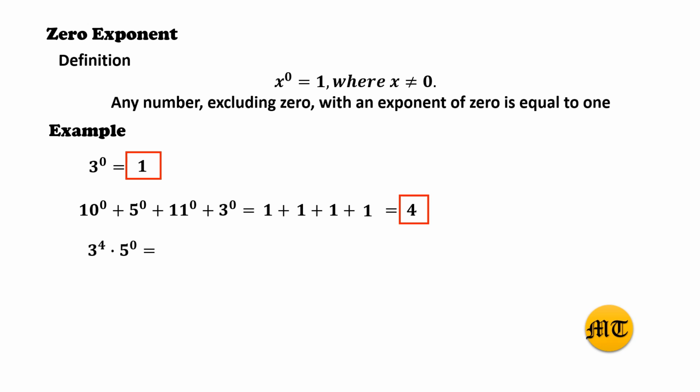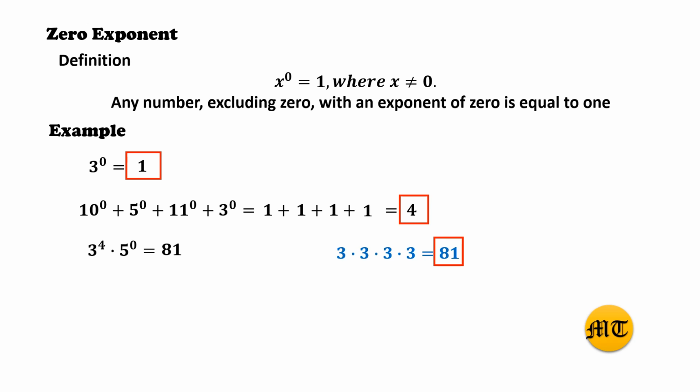Another example is 3 raised to 4 multiplied by 5 raised to 0. First, before we multiply, let us simplify 3 raised to 4. The simplified form of 3 raised to 4 is 81. How? It is just multiplying 3 by itself 4 times. So, we have 3 times 3 is equal to 9, then 9 times 3 is equal to 27, and lastly, 27 times 3 is equal to 81. That is the value of 3 raised to 4.